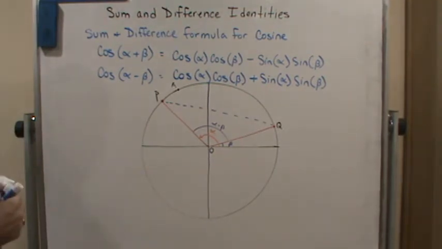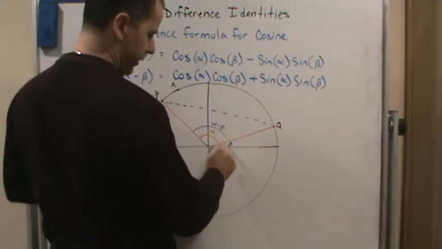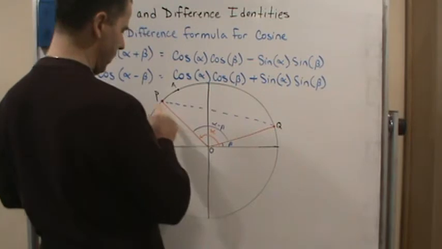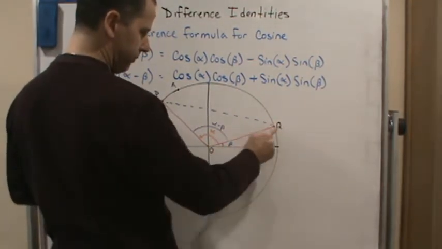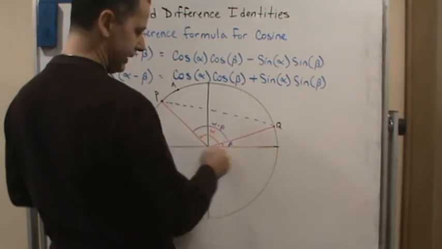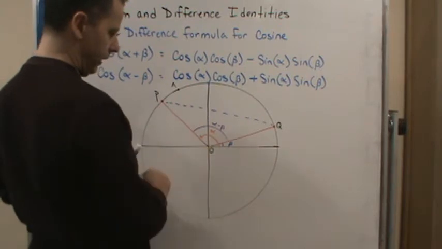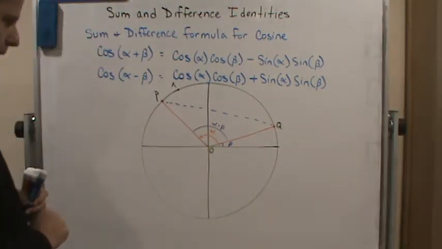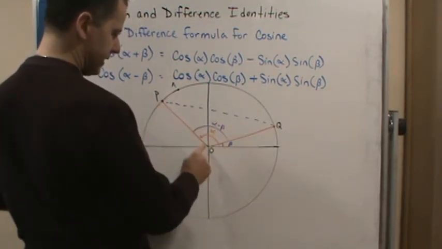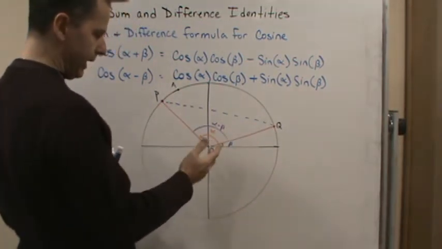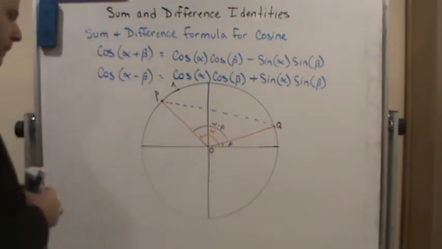Now first of all, notice that this angle is beta. So I have two points on the circle. Point Q makes an angle beta with the x-axis, and P makes the angle alpha with the x-axis. Notice that the angle between the rays, the radii, is alpha minus beta.